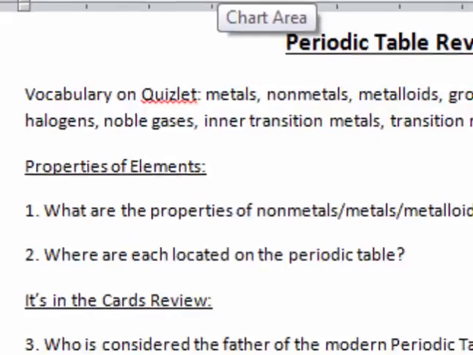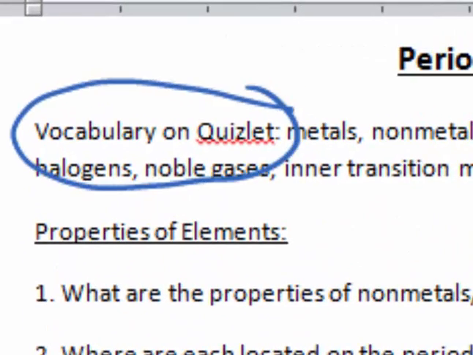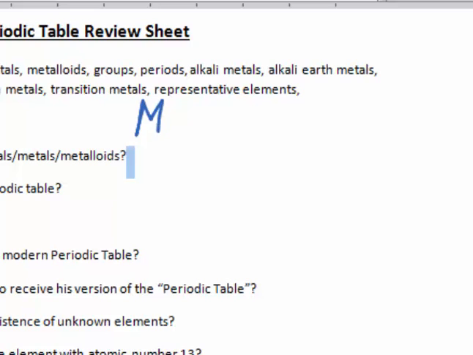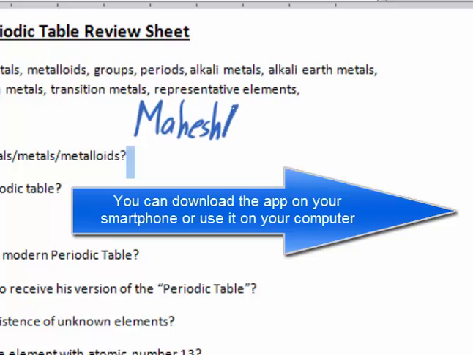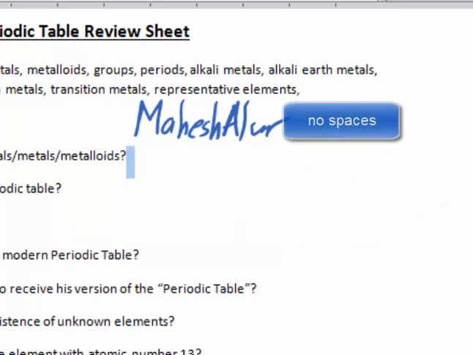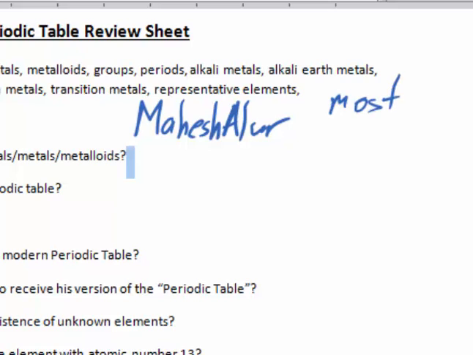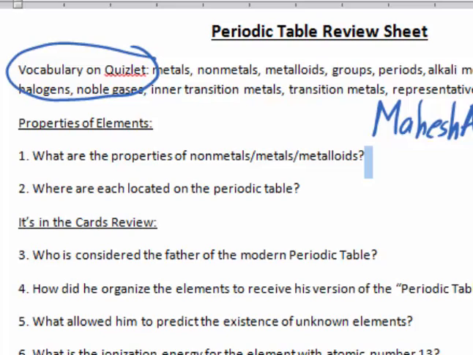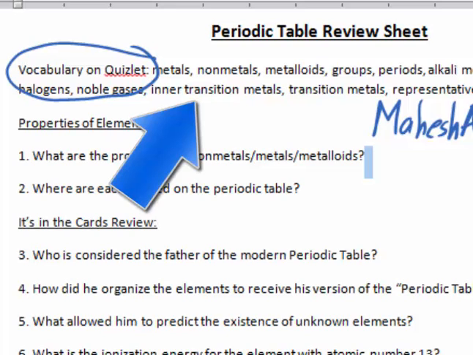Firstly, you can see that there's a bunch of vocabulary here, and you should go to Quizlet, quizlet.com, where you can download the app on your smartphone. If you type in my name, Maheshalur, into Quizlet, there's a little search bar at the top, and you click the most recent tab. You will see a vocabulary list called chemistry periodic table, and these are the words that are going to be in there, and you can use the games in there to study, so you should definitely do that.